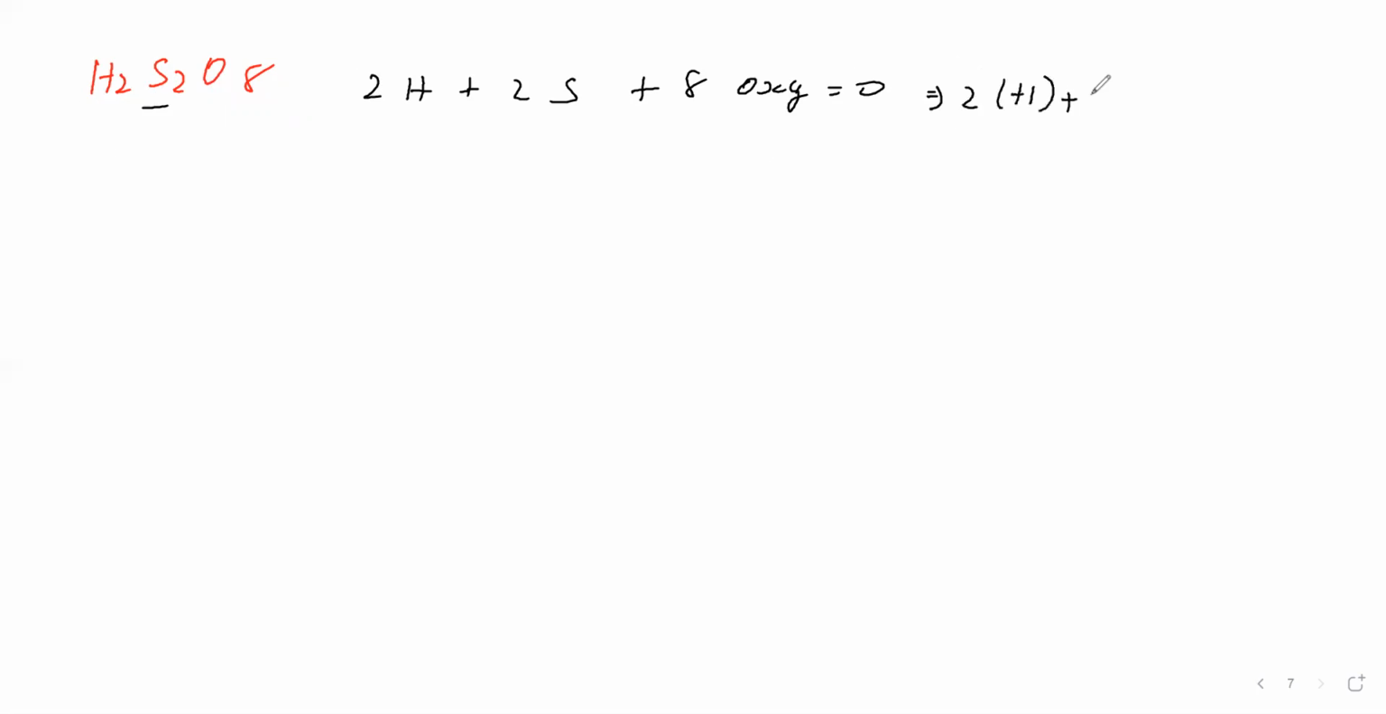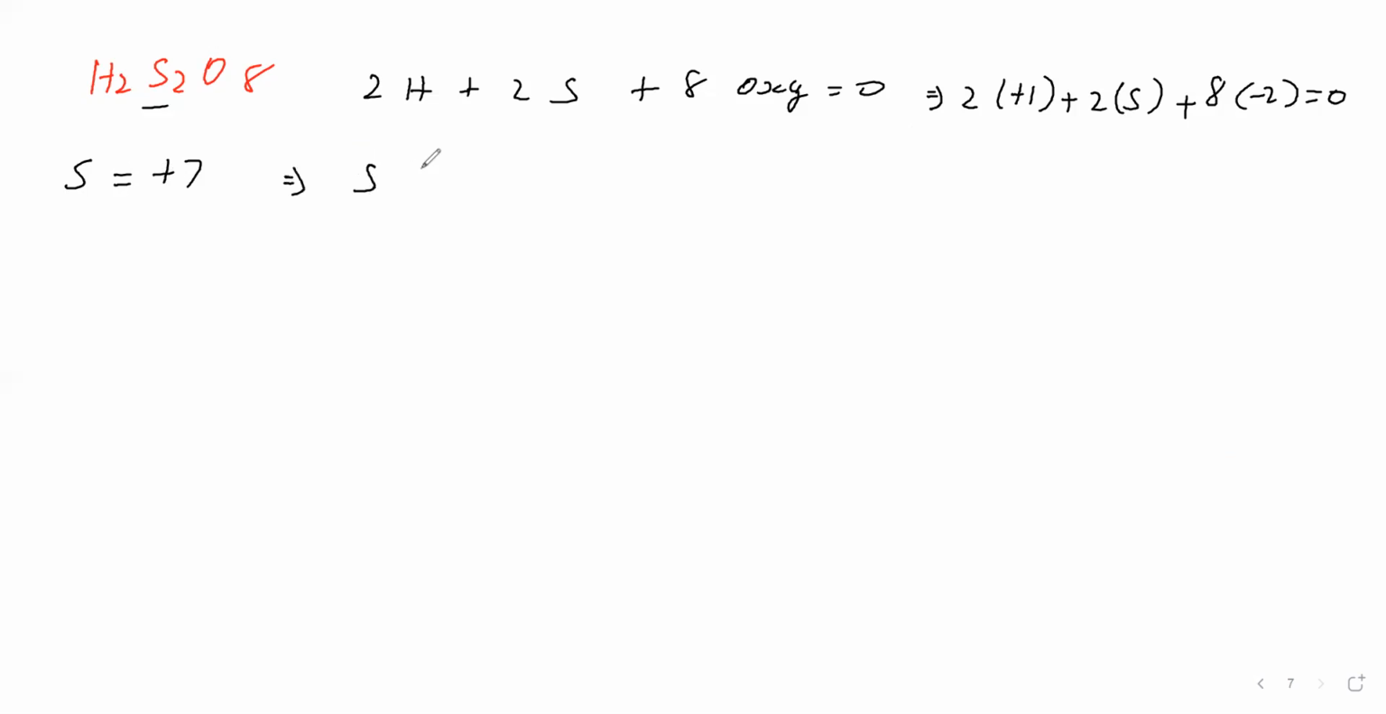Next we will take H2S2O8. In this one, we will find the sulfur oxidation number. So 2 times hydrogen, 2 times sulfur, 8 times oxygen. Total charge is equal to 0. Hydrogen oxidation number +1, sulfur we have to find, oxygen oxidation number -2, equal to 0. Finding the sulfur oxidation number, it comes to +7. On simplifying this, we are getting +7. Whether it is correct or wrong, we will check.